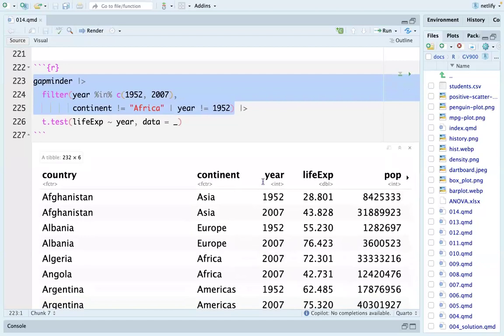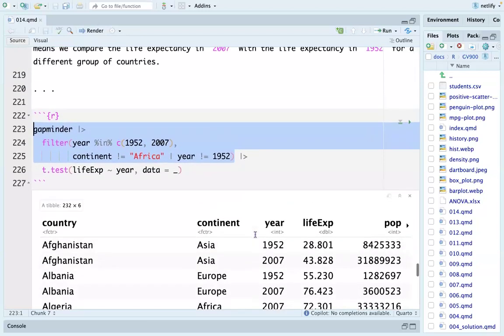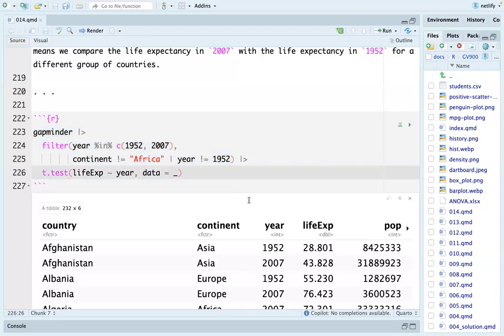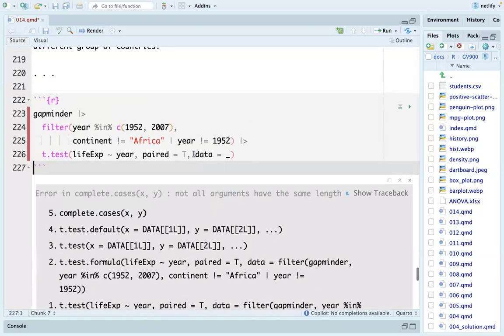So you see in 1952 there's no Africa. Africa only has 2007. Which means the two groups are not the same length. So if not the same length, paired equals true will give us an error message: not all arguments have the same length. So that's why paired has to be one paired with one, so they have to have the same length.